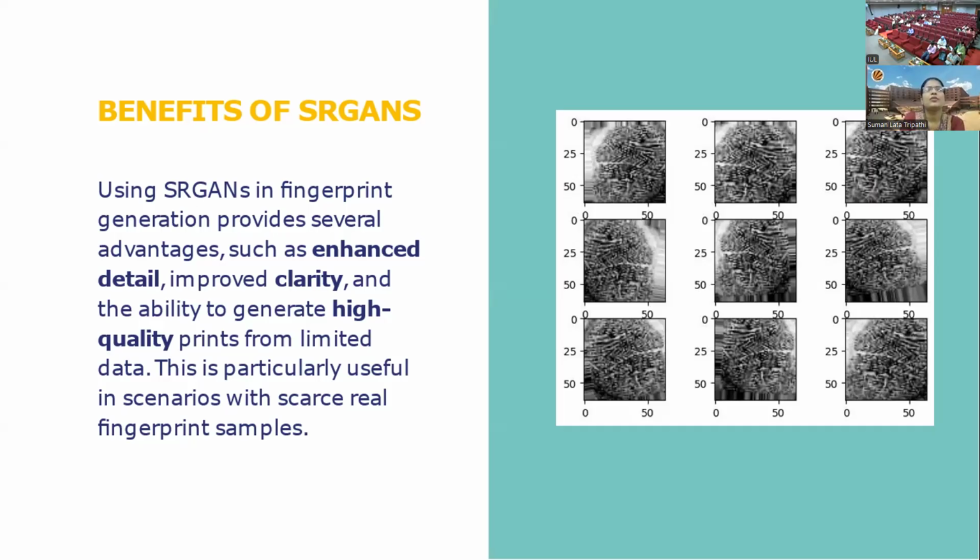When we analyze the second row, first column, the crease lines, the curved lines, are generated as if they resemble an original fingerprint. So this is how enhancement has been done by using the super resolution GAN. Can you move to the next slide?